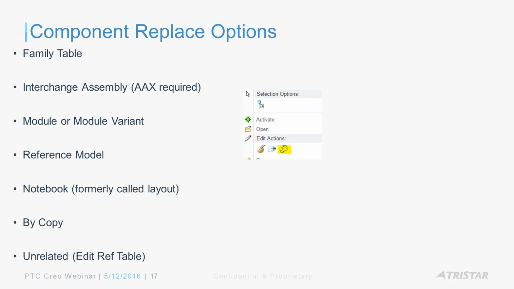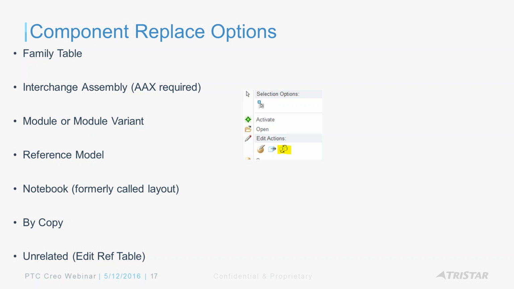And the last thing, most important, the replace, right? I'm sure many of you might have used replace with family table, but there are quite a few options when you use replace. If you have a part that belongs to the family table, it's quite easy to replace with any of the instances. However, when you have components that are not belonging to the family table, you might want to use the Interchange Assembly, if you have the AAX license, of course, for that.